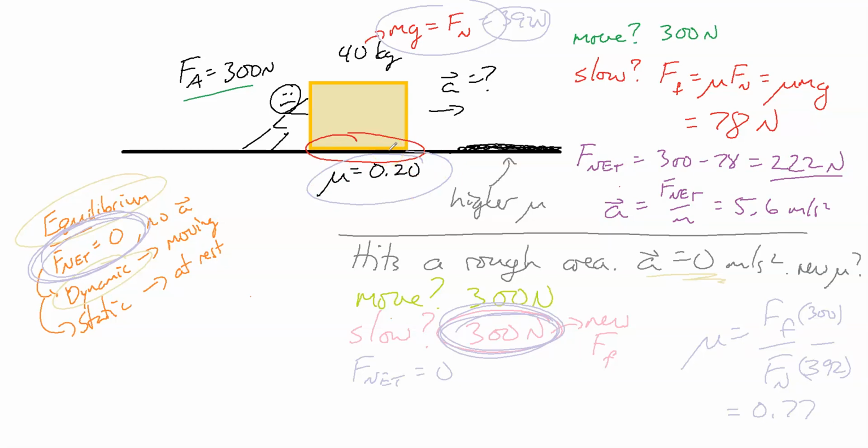Then it hit the rougher area where there's a higher coefficient of friction, and that gives us a coefficient of 0.77. And of course, when you see equilibrium, forces are canceling out, you know the net force is 0, the acceleration is 0. The speed or velocity doesn't have to be 0, but both the acceleration and the net force will be equal to 0 because that's what equilibrium does. Okay, all right, so let's clean this up and let's look at another basic friction type question.